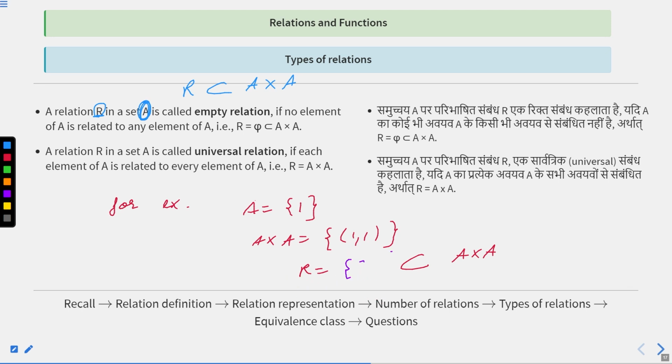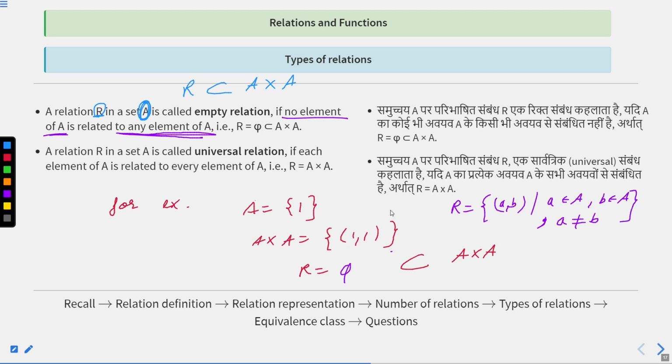What we can say is quite simple: if no elements of A are related to any element of A, then we say that R is equal to the empty relation, or phi relation. So R is the set of (a, b) such that a belongs to A and b belongs to A, where a is not equal to b.